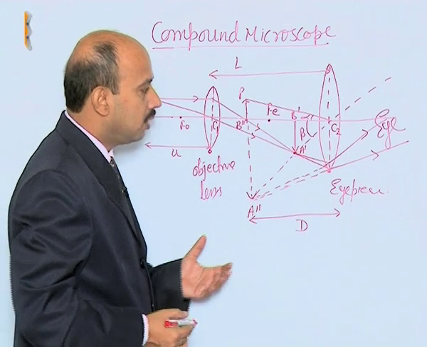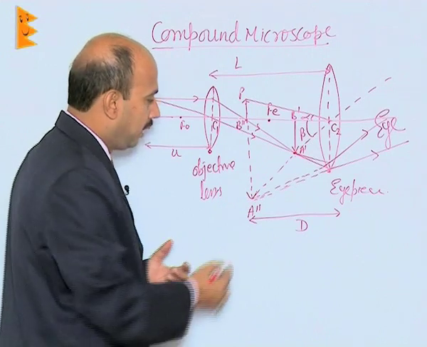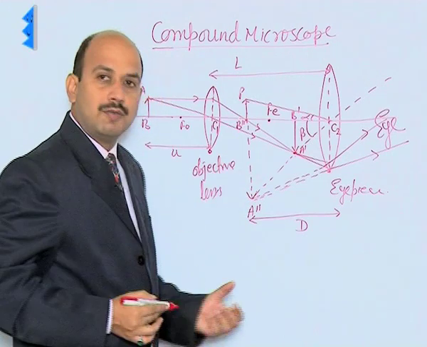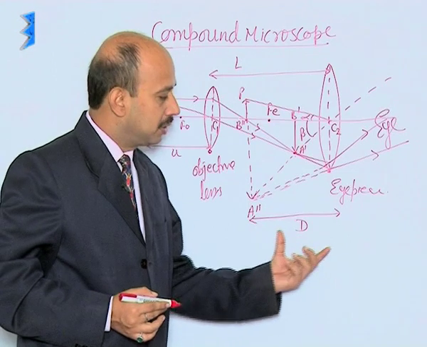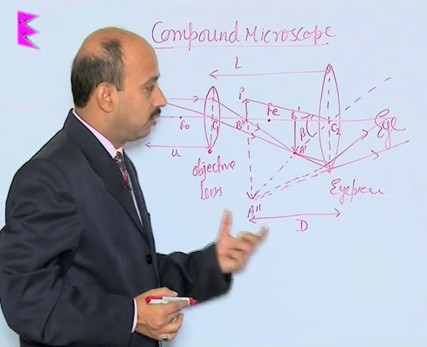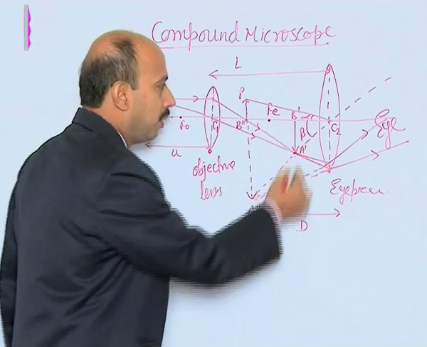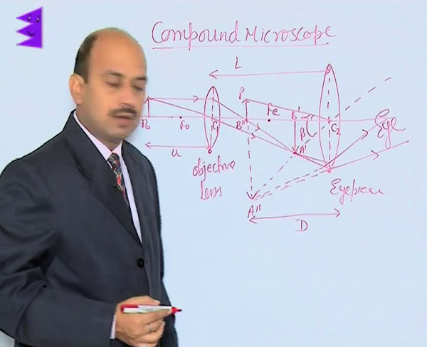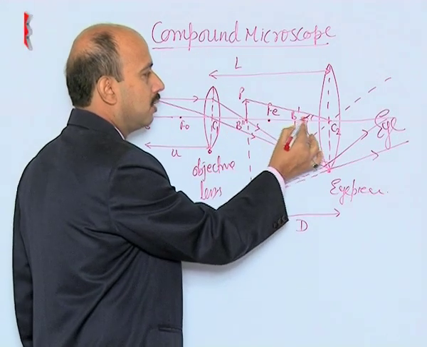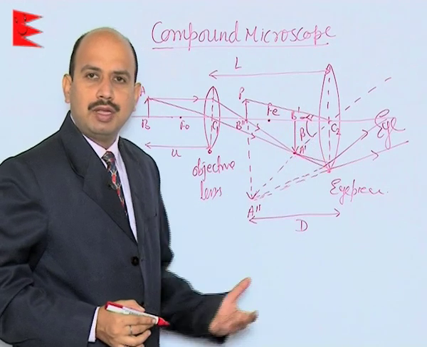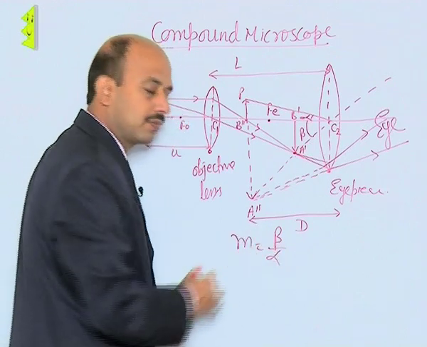Now the final image of this object A dash B dash is obtained, A double dash B double dash, which is at the least distance of distinct vision from the eyepiece, that is capital D here. Now see, the angle subtended at the eye by this final image is beta, and when we place the object at the same distance, the angle subtended at the eye is alpha. As we have already defined, magnifying power m is equal to beta upon alpha.